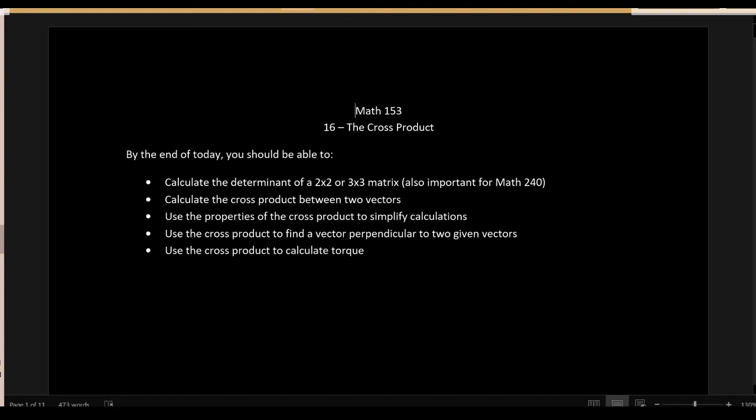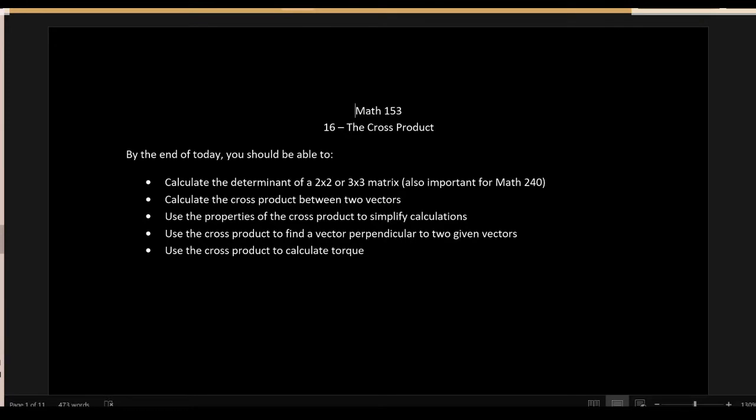In this video, we're going to talk about another way to multiply two vectors together, which is called the cross product. Now, the cross product is going to be different from the dot product in a number of extremely substantial ways, but it's going to have its own set of really interesting applications.